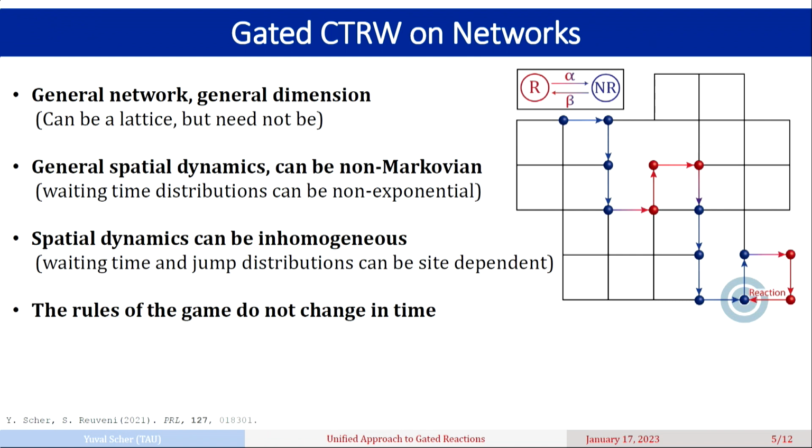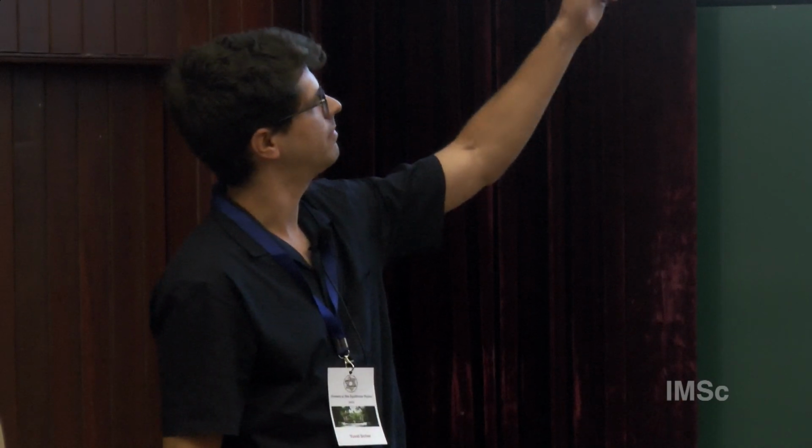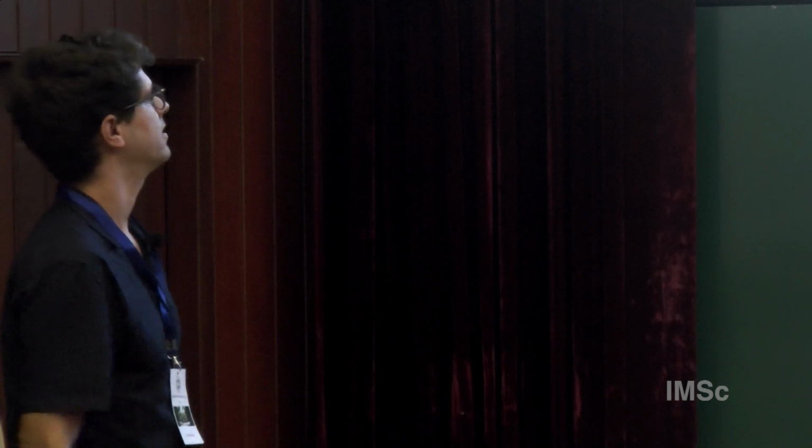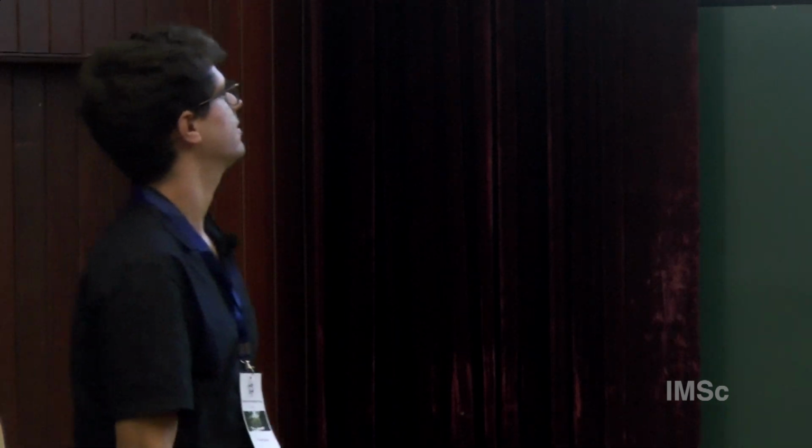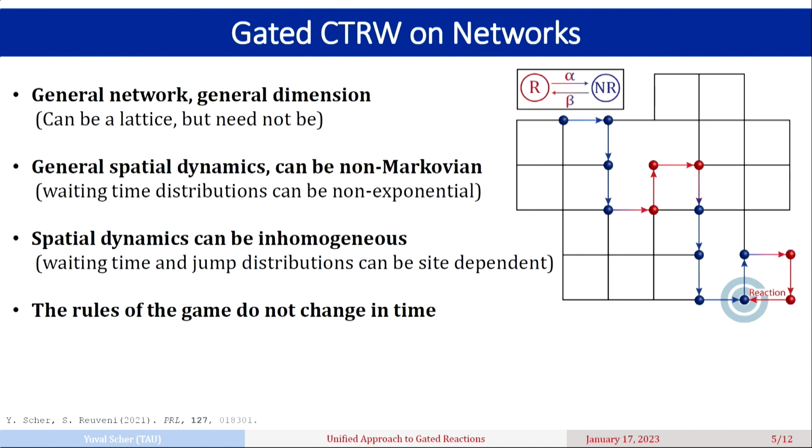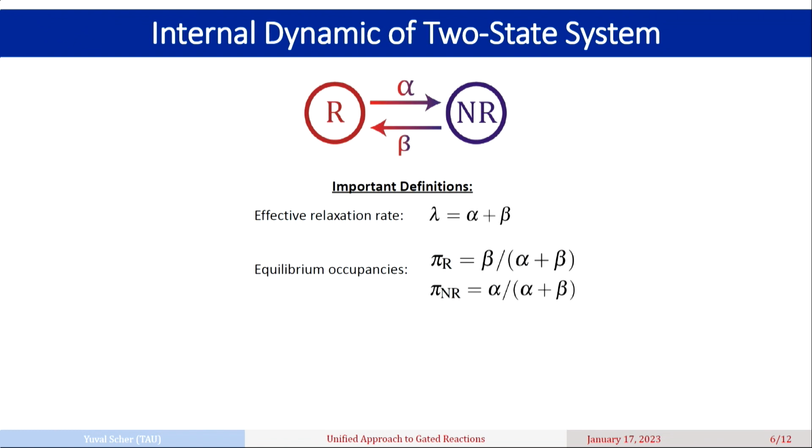So on every iteration, if the particles did not react and they need to meet again, the network is not changing in time. So that is complete generality except that. And we now divide and rule. We start by looking at the internal dynamic system, which is simple. And we define the relaxation time of the system and the equilibrium occupancies, pi_R for being reactive and pi_NR for non-reactive.